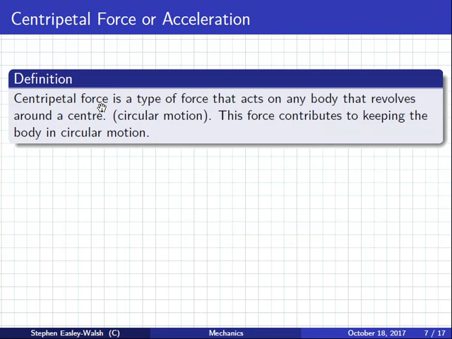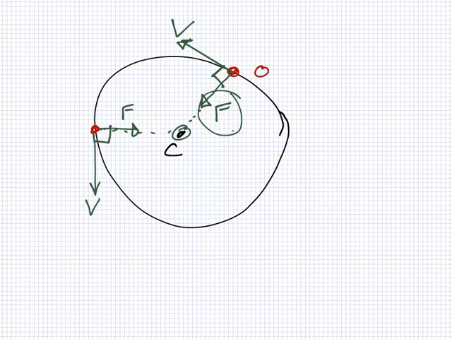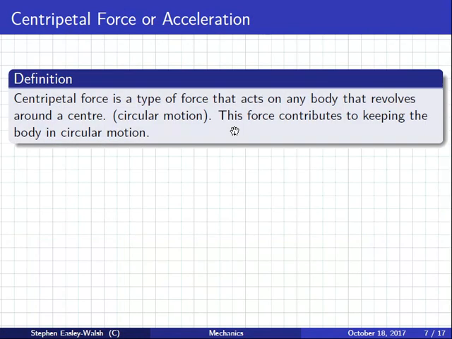It is the force that acts on the body so that it revolves around a centre, and this force is what keeps it moving in a circle. So I call this force a centripetal force. It's the force responsible for the circular motion. So this is a word you need, centripetal force.